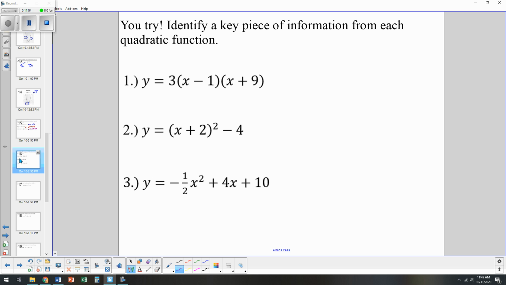So you try the next three, identify a piece of key information from each one, pause, and I'll show the answer.